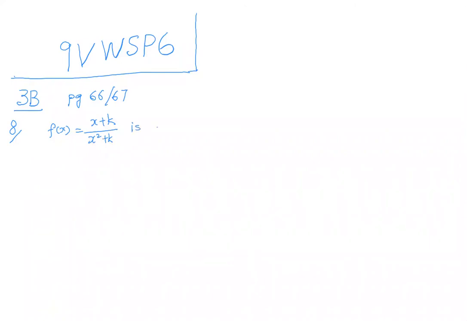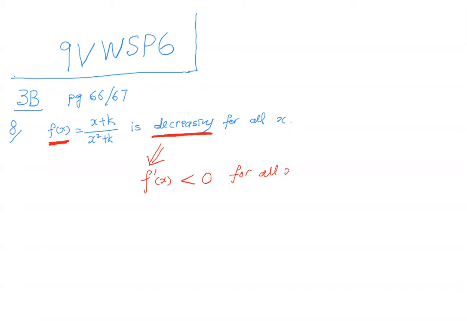Is decreasing for all x. Okay, all values of x. So look, the moment you see a function decreasing, straight away you imply that the derivative of the function will be less than 0 for all x. That is how you interpret mathematically.